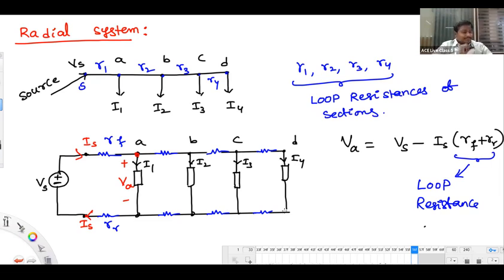All of you getting it? Tell me please. All of you getting this one? Okay. Yeah. See, tell me in this radial system.